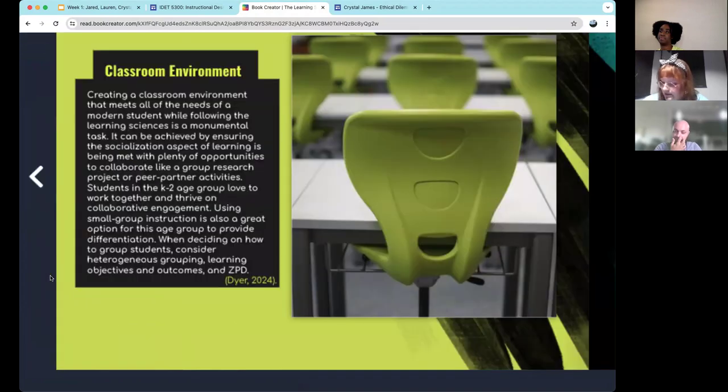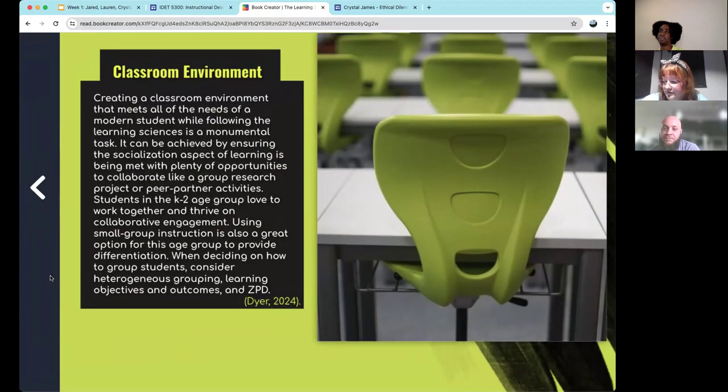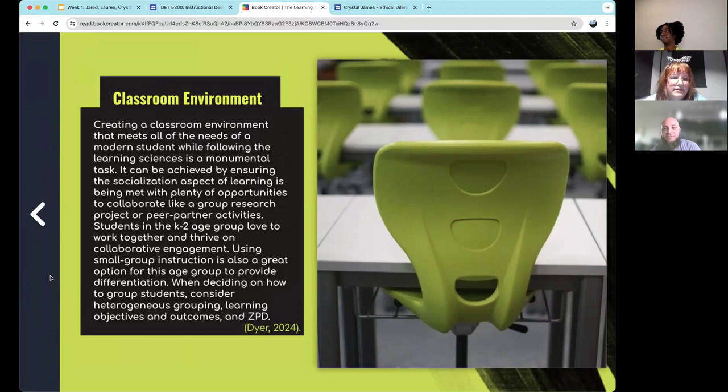So on this page, it answers the question of how will it differ from the current traditional classroom environments? So creating a classroom environment that meets all the needs of modern students while still following the learning sciences is a monumental task. It can be achieved by ensuring the socialization aspect of learning is being met with plenty of opportunities to collaborate, like a group research project or peer partner activities.